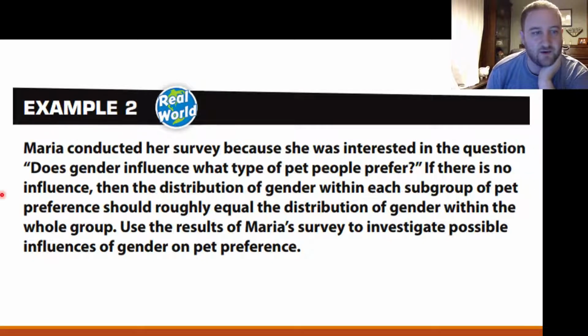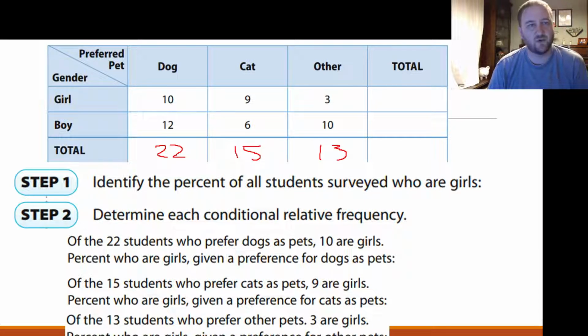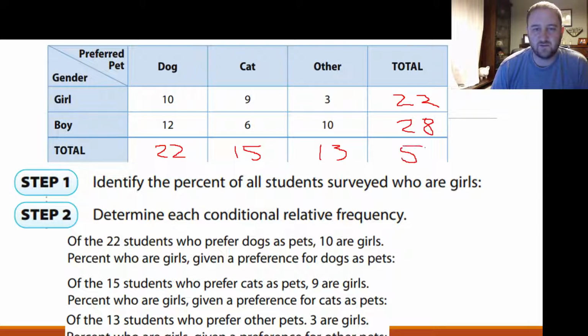If there is no influence, then the distribution of gender within each subgroup of pet preference should be roughly equal to the distribution of gender within the whole group. Use the results of Maria's survey to investigate possible influences of gender on pet preference. Before we get started, I want to fill in these totals here. So I'm going to add these up. 10 plus 12, this is 22. 9 plus 6 is 15. 3 plus 10 gives us 13. Over here, the row totals: 10 plus 9 plus 3 is 22. 12 plus 6 is 18, plus 10 is 28. And then there's a total of 50 people surveyed.